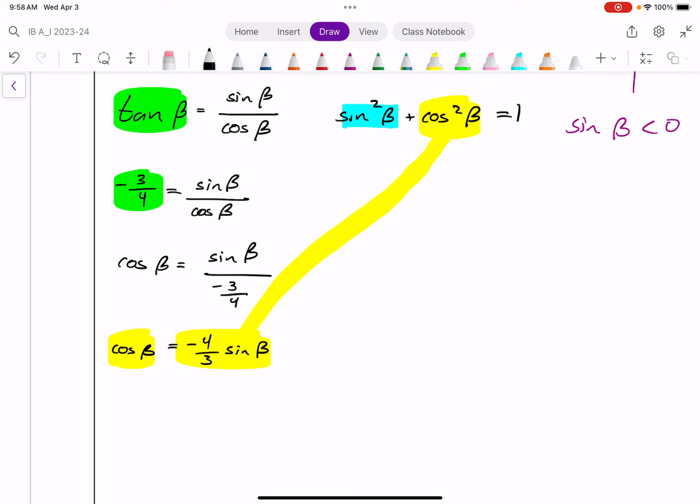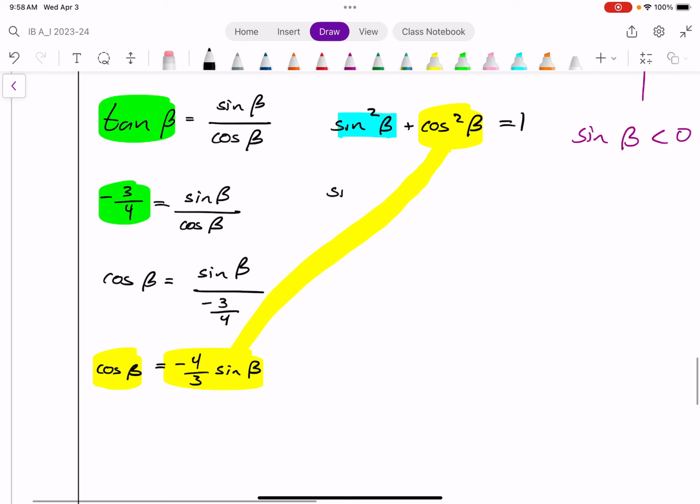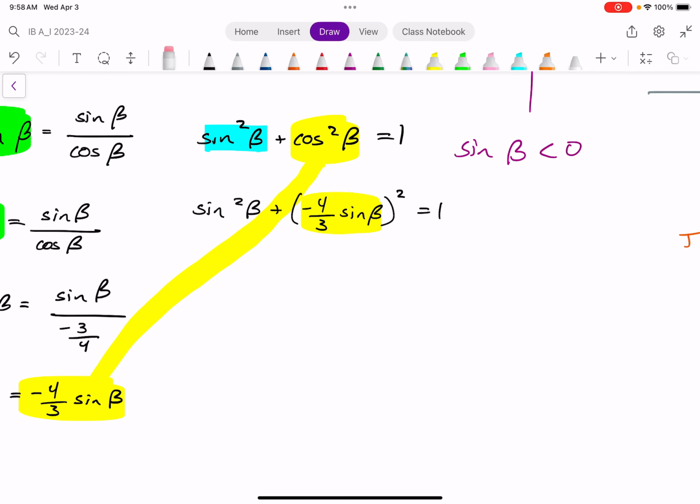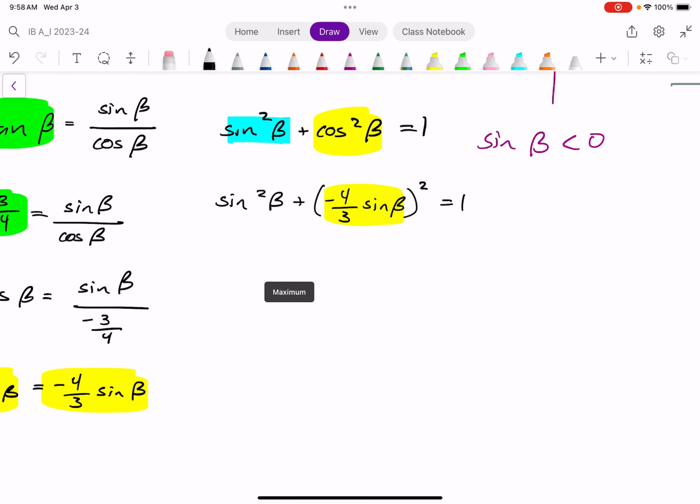And now that I've isolated that, I can take that negative 4/3 sine beta and substitute it right there. But I got to square it all. So right here, I still get my sine squared beta plus, instead of cos squared, I have negative 4/3 sine beta all squared equals 1. Make that beta look more like a beta and less like a b. All right. And now, as messy as this looks, things are going to come together quite nicely, because that equation I just wrote down only has the sine function, which means I should be able to isolate sine beta quite quickly.